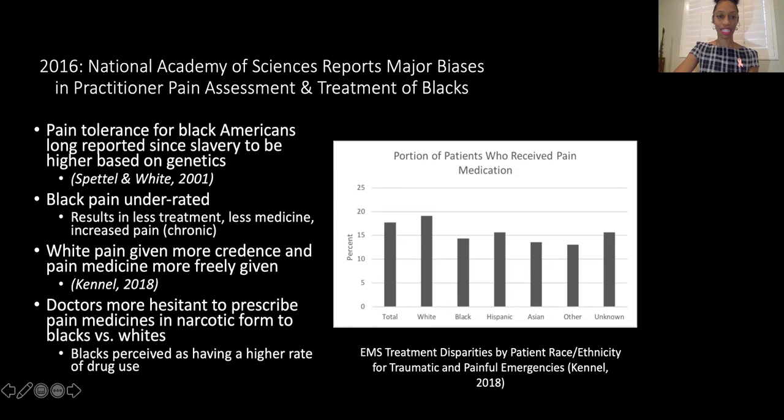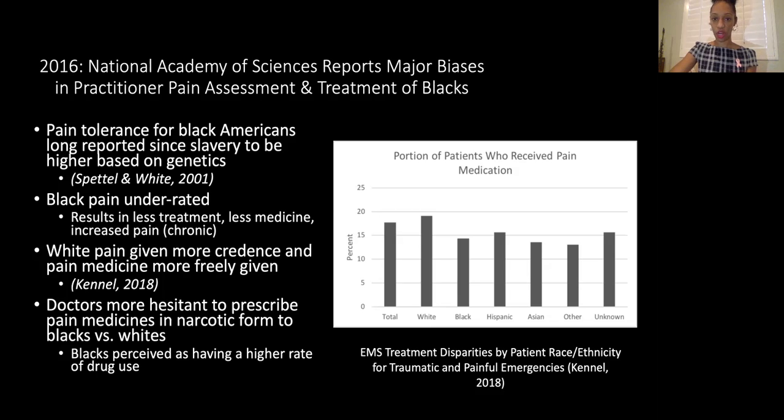In 2016, the National Academy of Sciences reported major biases, you know, it's not new for us, in practitioner pain and treatment for Blacks. However, it's a massive problem because when your pain levels are perceived to be lower, your corresponding treatment is also not in alignment or in accordance to, number one, evidence-based medical research, and also you will not be able to recover and you will suffer tremendously longer. And that has a direct impact on the mental or social dimension of health.